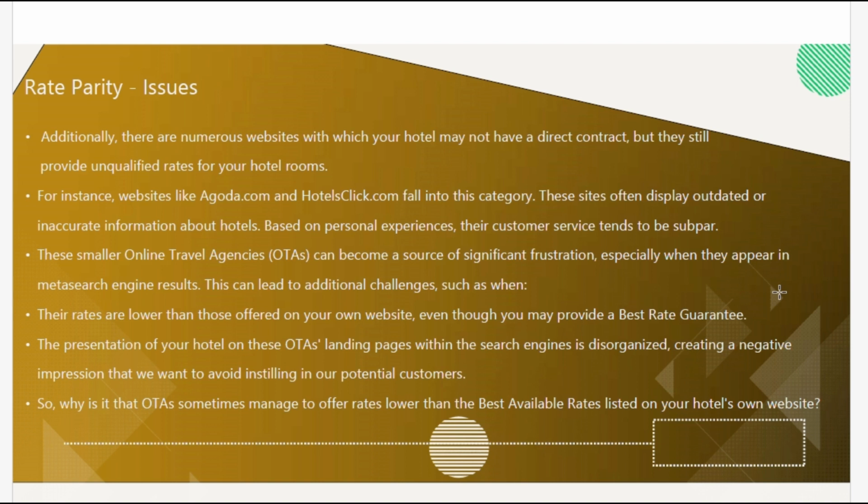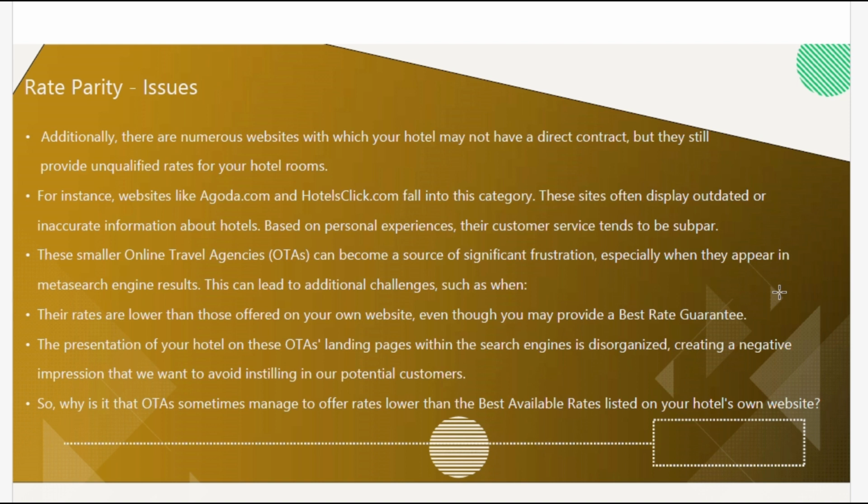Now, their rates are lower than those offered on your own website, even though you may provide a best rate guarantee. As I mentioned in one of the previous slides, even as a hotelier we offer a best rate guarantee, but there still seems to be an issue when someone is searching on meta search or different platforms where we are not directly contracted. Those OTAs don't know and they will still complain about it. The representation of your hotel on these OTA landing pages within the search engine is disorganized, creating a negative impression that we obviously want to avoid instilling in our potential customers.